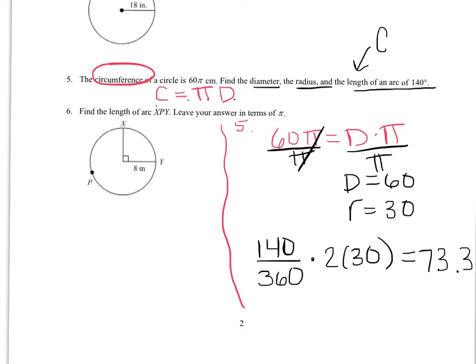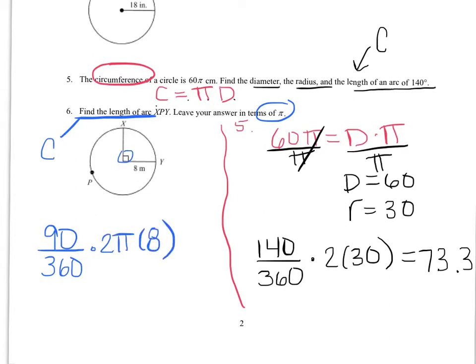And then on to number 6. Now number 6, the length is what we're looking for in terms of pi. So remember, that's the measure of the arc, that 90 degrees divided by 360, times, since we're looking for length, that is circumference, so 2 pi r.